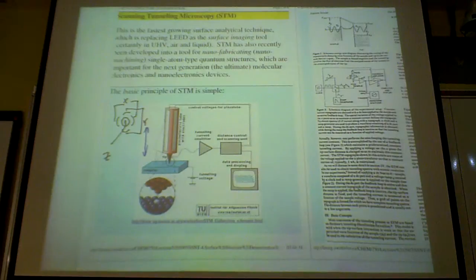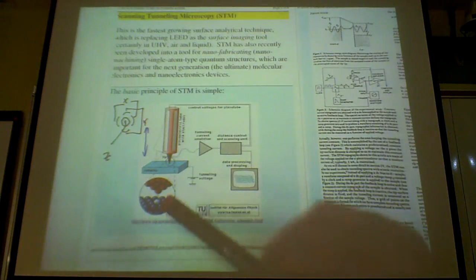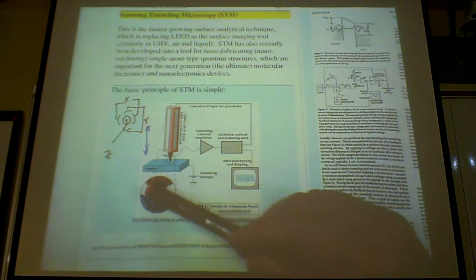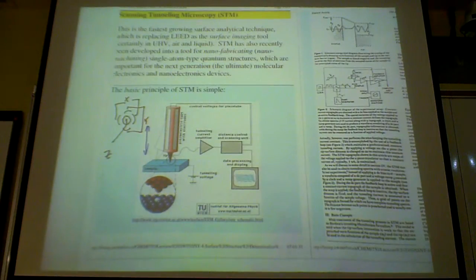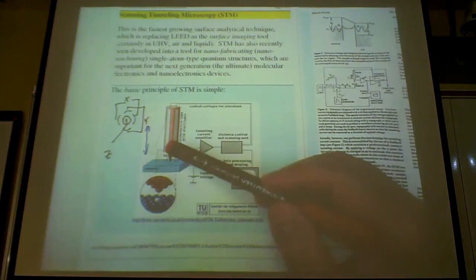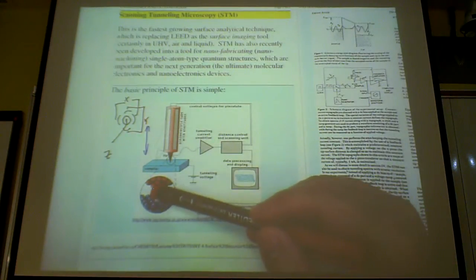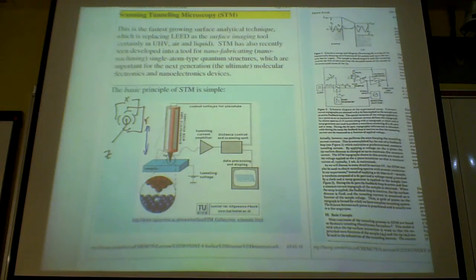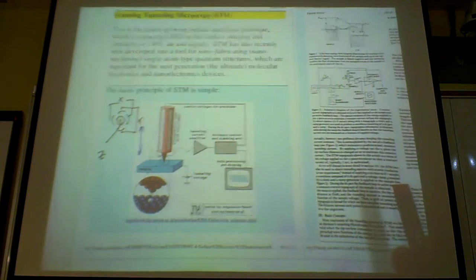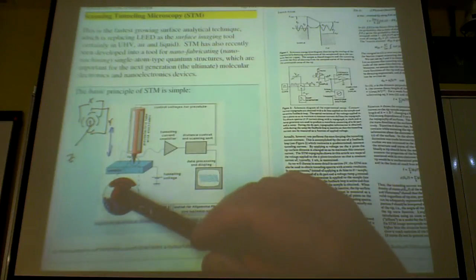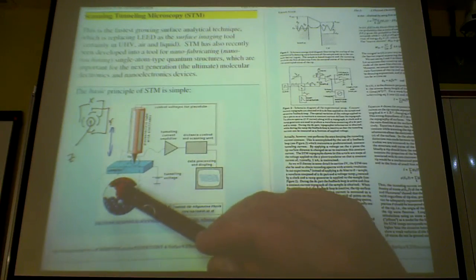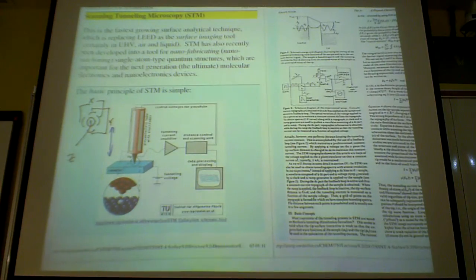Now, making the tip is not an easy thing. There are ways to make this. And if you can make a single atom tip, right, this is called an atomically sharp tip, and if you can position this tip atom very close to the surface, then what will happen? According to quantum mechanics, the wave function of your tip atom and the wave function of your surface atom will overlap.